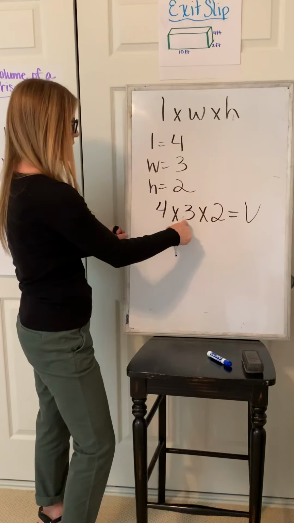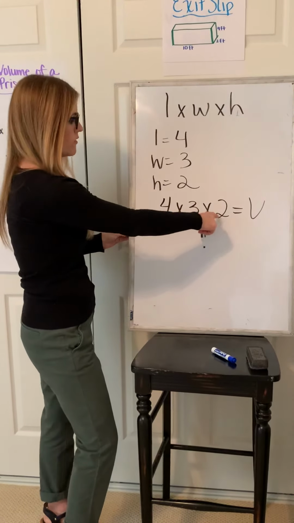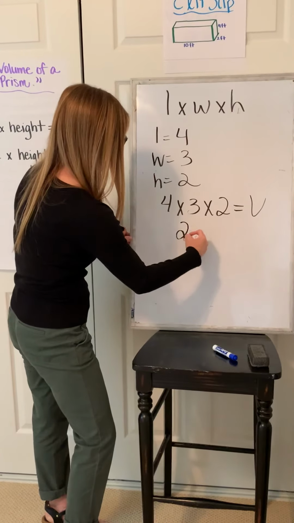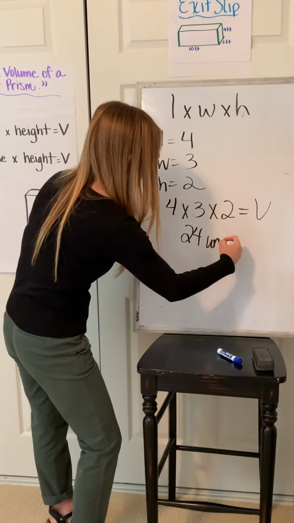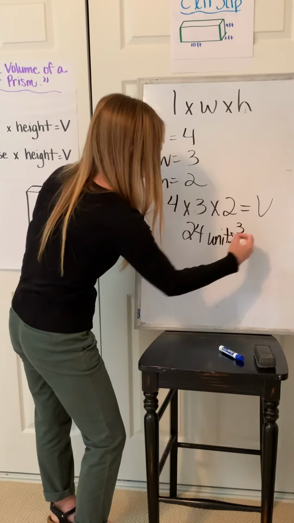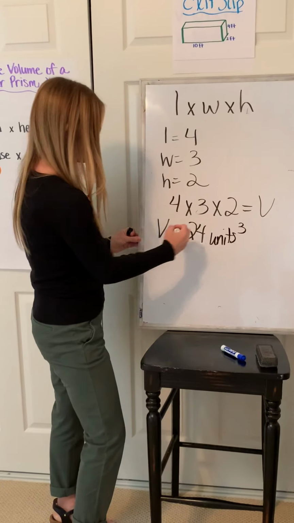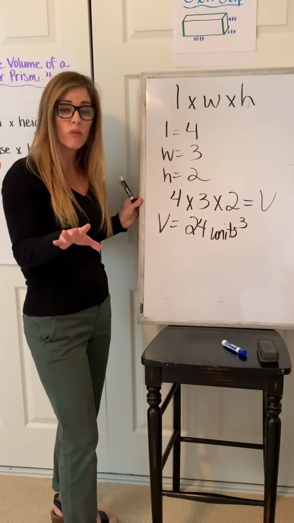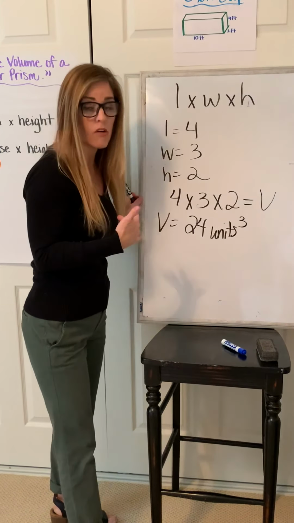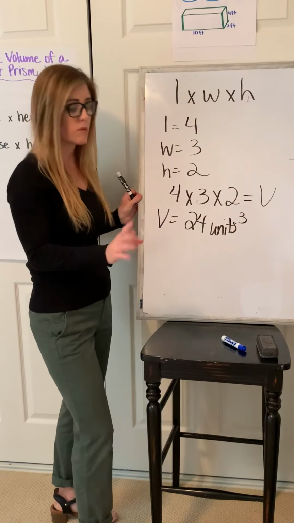We know that 4 times 3 is 12. 12 times 2 is 24. In this case, I didn't provide units for you, so we'll just use the word units, and we know that they would be cubic units. So the volume would equal 24 cubic units. So you're just multiplying those three numbers. And I know that your teacher and myself, we went over this. I'm just reviewing with you.